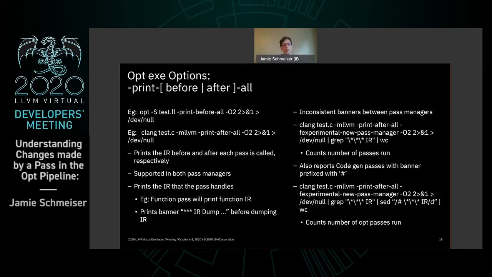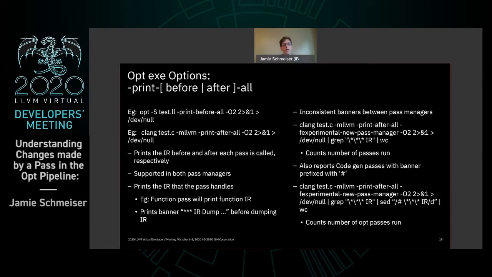Two powerful options, -print-before-all and -print-after-all, allow one to examine the IR as it enters and leaves each pass, respectively. These options are supported by both pass managers, and they will cause the portion of the IR that the pass operates on to be printed to the debug stream. A banner is printed before each section of IR, and this banner can be used to divide the output into portions of IR that were operated on by the pass.